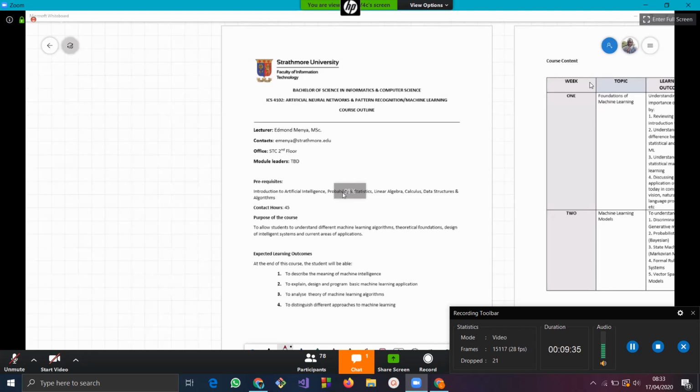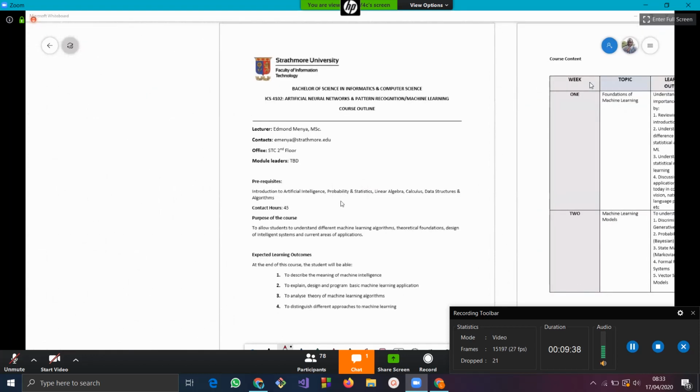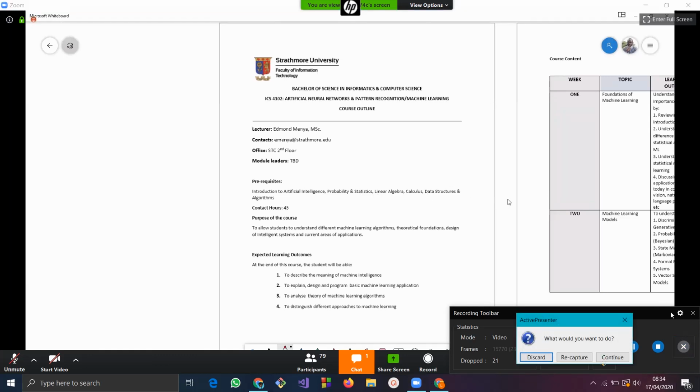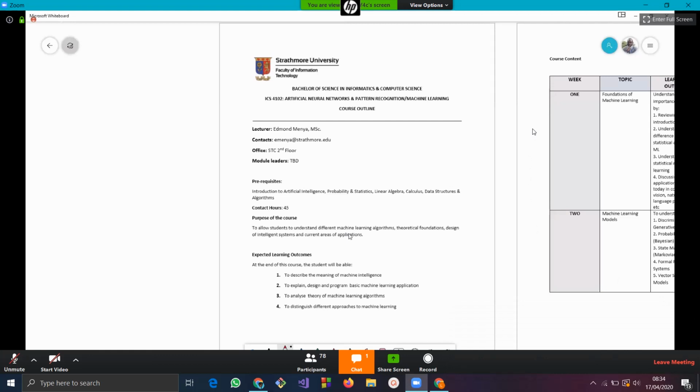In this course, we have already covered AI, introduction to AI, that is. We've done a lot of probability and stats, linear algebra, calculus, data structures, and algorithms. We'll be using concepts from all these units and all these knowledge areas to be able to do our machine learning. So why are we doing this unit? Because machine learning is like the heart and soul of AI. We have already introduced machine learning, so you actually know what machine learning is all about.